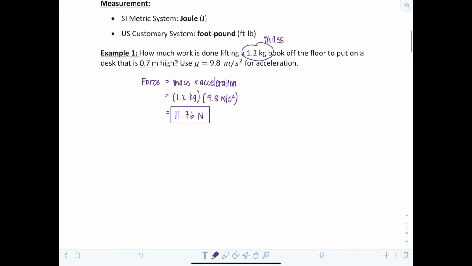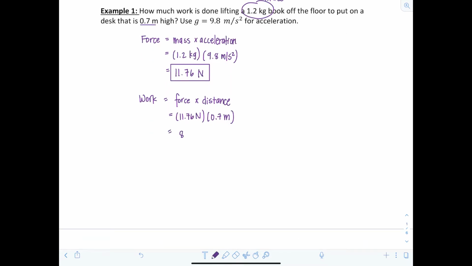And then for work now, I'm going to take force and multiply by the distance. And in this case, the force is 11.76 newtons. The distance is 0.7 meters. And we got 8.232 joules. And that's our final answer.